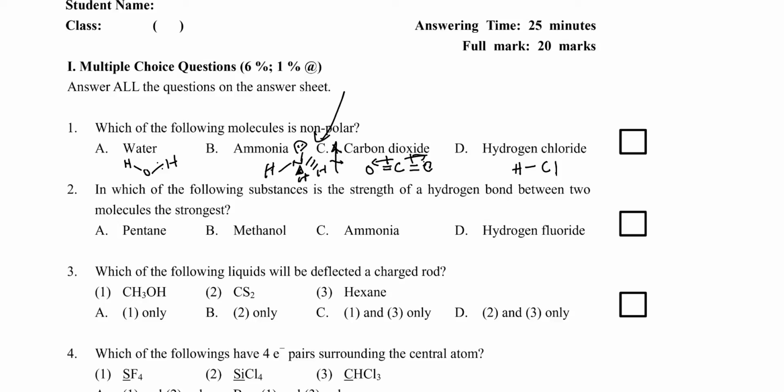For question number 2, in which of the following substances is the strength of a hydrogen bond between two molecules the strongest? Pentane does not have hydrogen bonds. Methanol, you have the O-H bond, so it has a hydrogen bond. Ammonia, you have the N-H bond. And then hydrogen fluoride, you have the H-F bond.